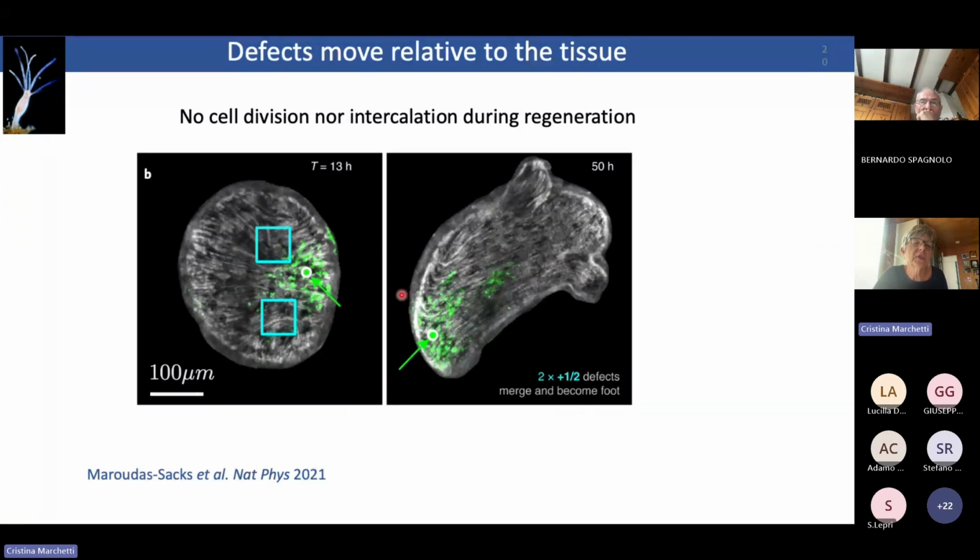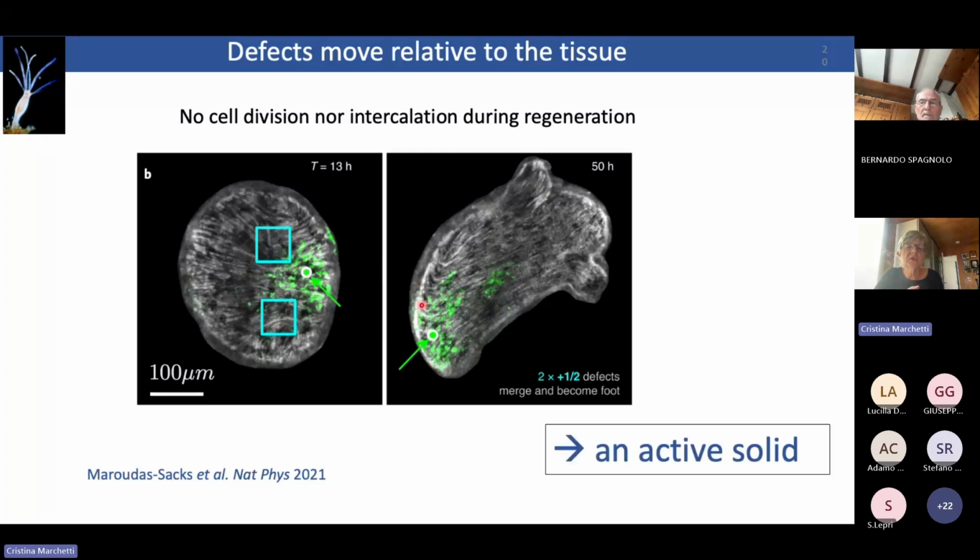And this is demonstrated, for instance, in this video, where what is highlighted in these little squares is the location of 2 +1/2 defects. And if you look some hours later, this is 13 hours, this is 50 hours, the defects have become a single +1 defect, but the cells highlighted in green have not moved. So in other words, we have a restructuring of the texture without cell motion. So this is not a fluid, but is more like an active solid.